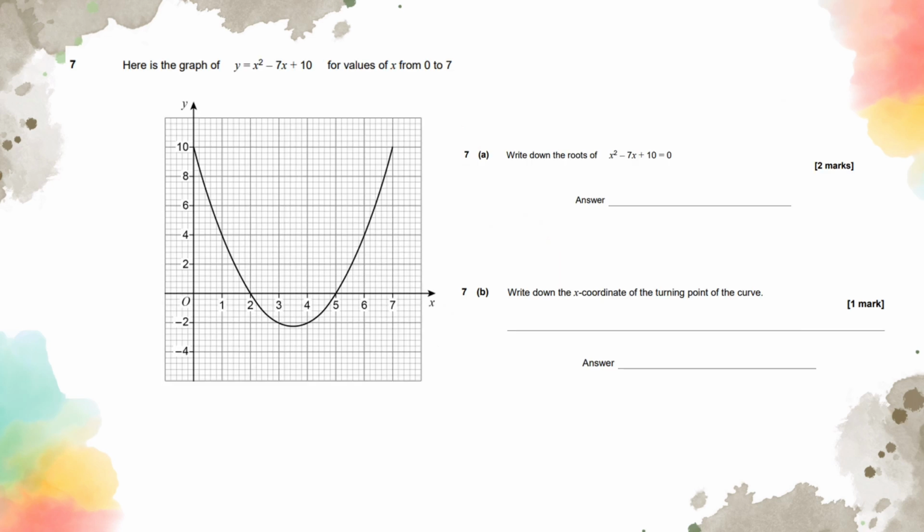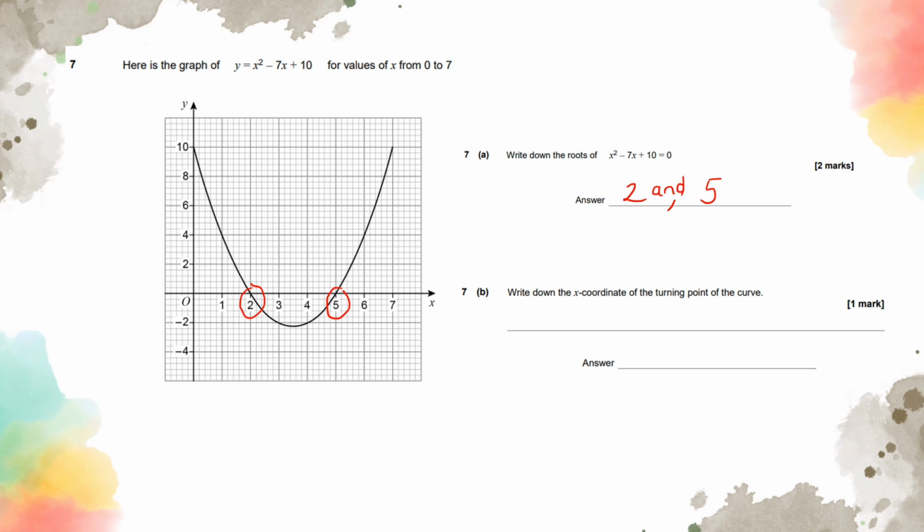Question number 7. Here's a graph of y equals x squared minus 7x plus 10. That's a quadratic graph for values of x from 0 to 7. So they started off the table from 0 all the way up to 7. Write down the roots of x squared minus 7x plus 10 equals 0. So the roots are always going to be the sections that are crossing from the x-axis. So you've got 2 and 5. Okay, 2 and 5, we can just do the comma.